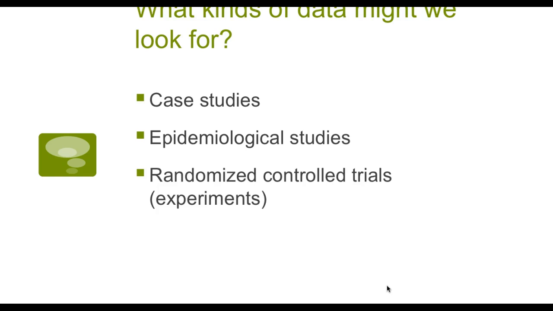We might use case studies like Wakefield's. That's probably not going to be our first choice. We're probably going to be looking more at epidemiological studies, so what is happening in this country as opposed to that country. And there are actually some randomized controlled trials where people are either given a placebo or not, and we're able to see whether these children are diagnosed with autism in the future.